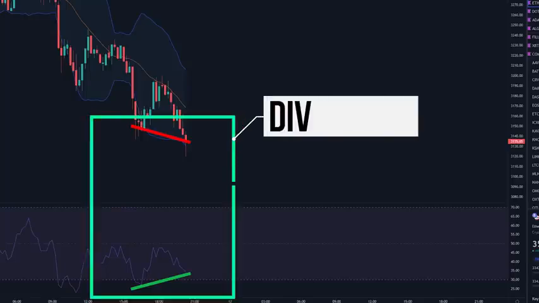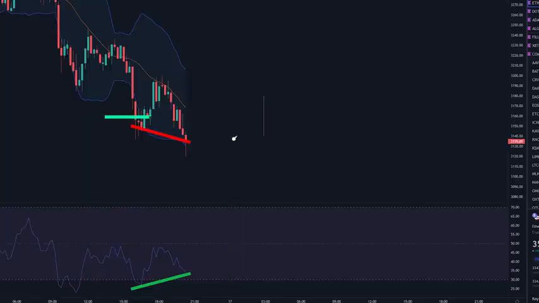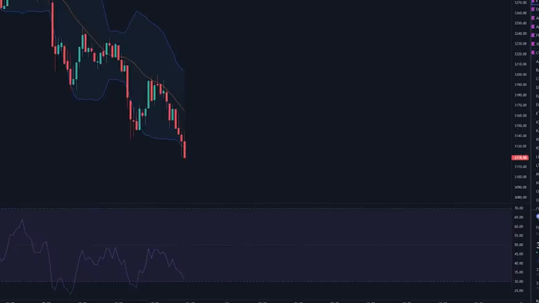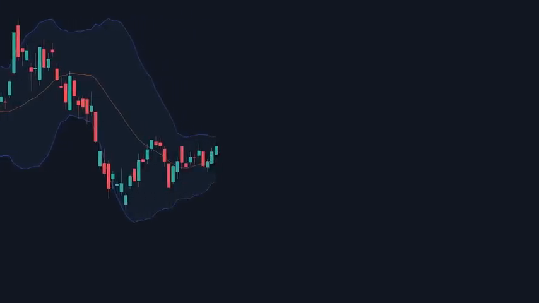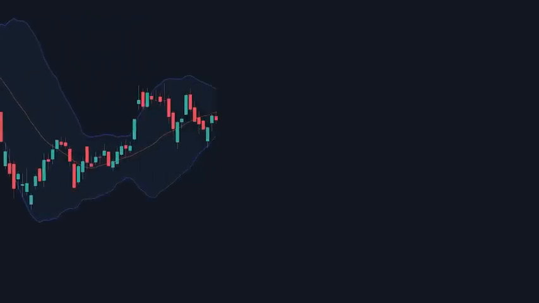This right here is called divergence, and it's an absolute great sign to enter a trade, especially if RSI was previously below 25 and the price went below the lower Bollinger Band. If this happens, there's an extremely great chance the price will reverse and make a new higher high. I just showed you how to pair the Bollinger Bands with RSI and make it a profitable trading strategy.